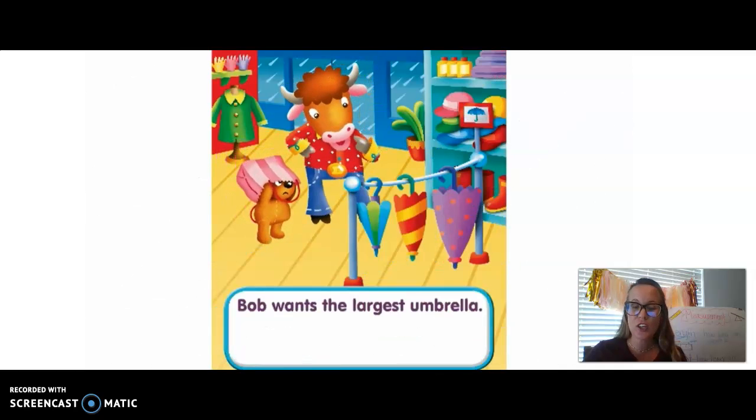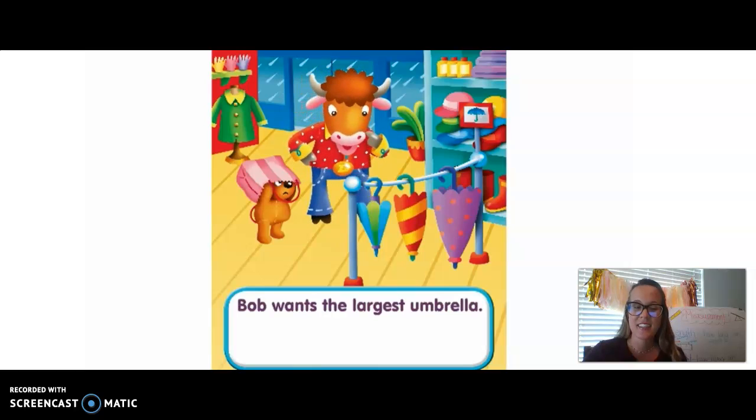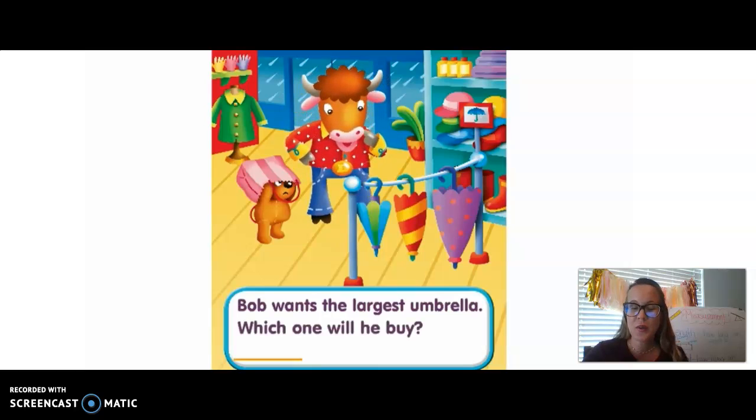Bob wants the largest umbrella. Which one will he buy? So looking at all three umbrellas, which one is going to be the largest? Largest. Look at the yellow. I hope that's the one you picked.